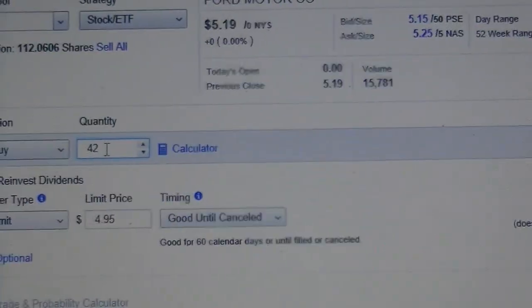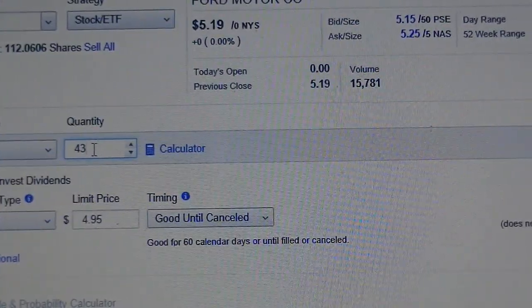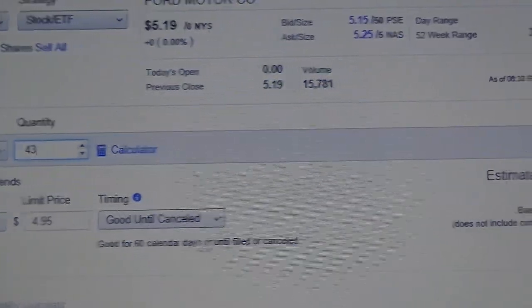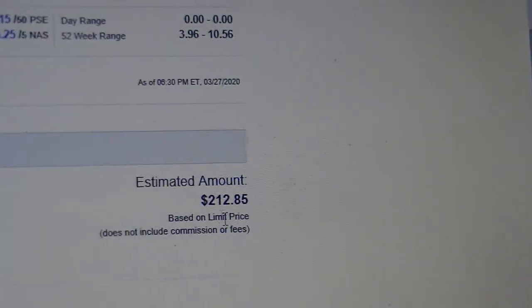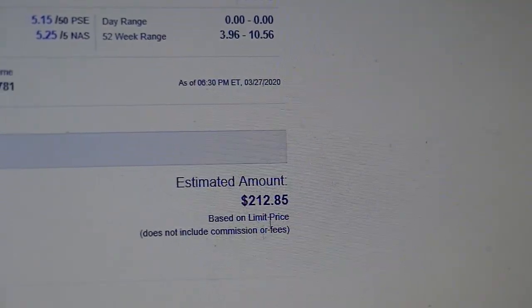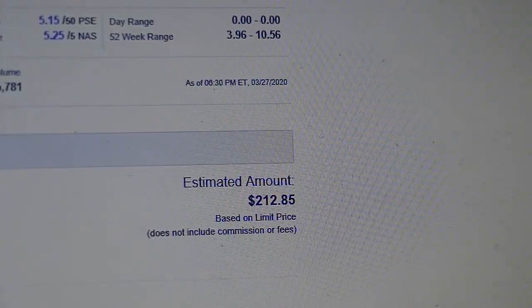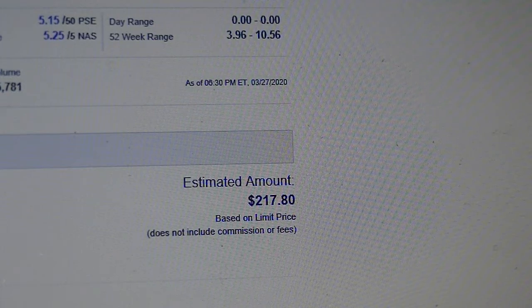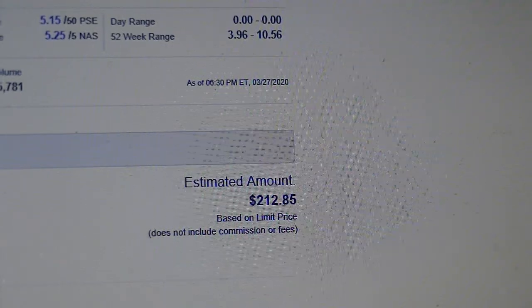So I think I have a little bit more. I can increase it to 43, and that's 212.85, and I think that's all I can get. If I try 44, it's more than what I have on hand, I believe. Is it? Yes, it is. So I'm just going to buy 43 shares.